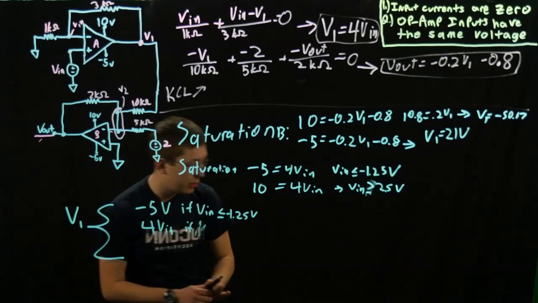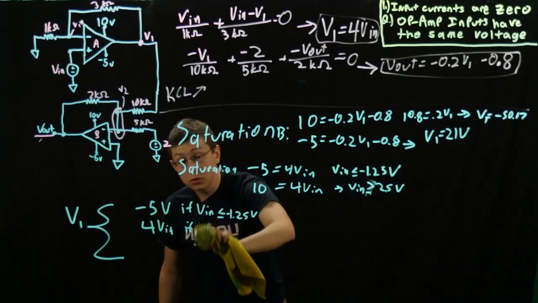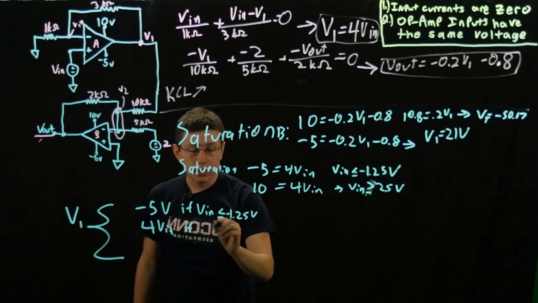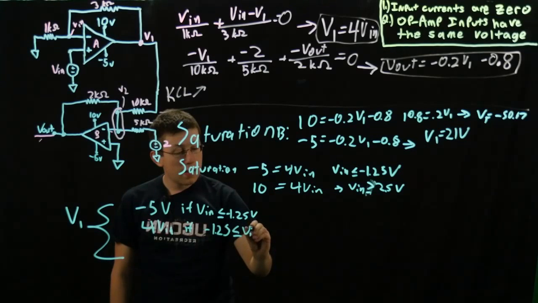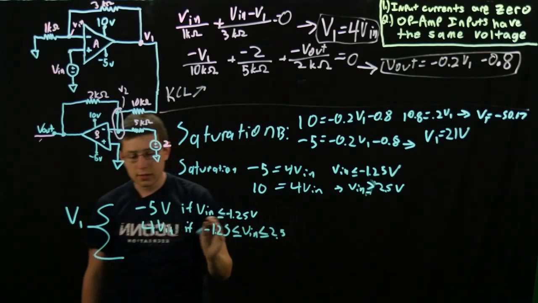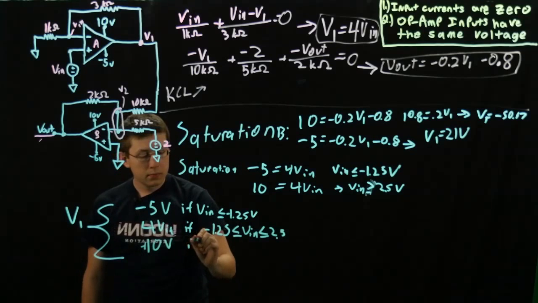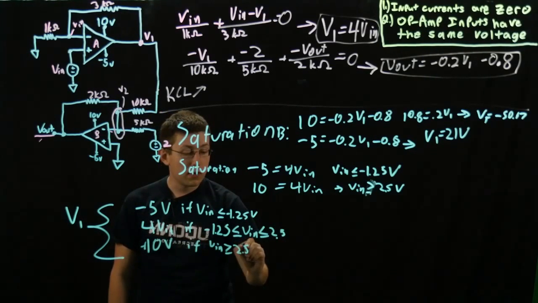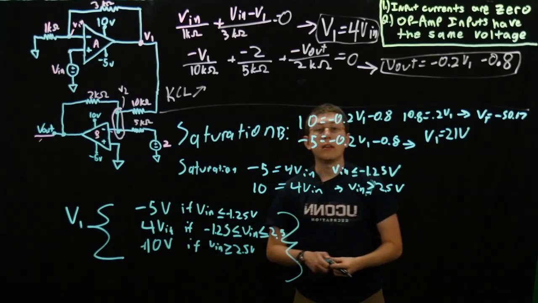Now, this is the linear region. It's the region between the two saturations. This is when you'll usually be using op-amps practically for amplifiers. So if it's in between negative 1.25 and 2.5, it's linear, and we could use it as a nice amplifier. And it'll equal positive 10 volts if Vn is greater than or equal to 2.5 volts. So that's our V1 taken care of.